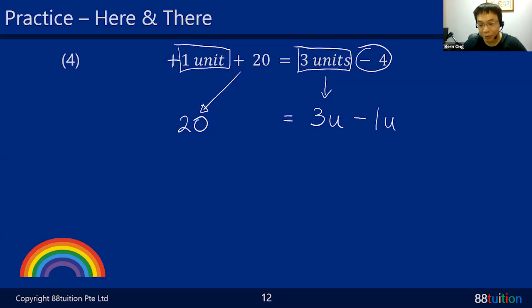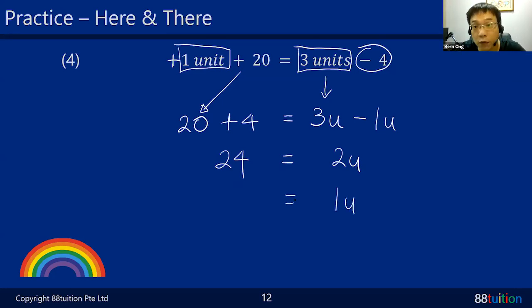So down here, the -4 you bring across is a +4. It's a +4 here. So 20 + 4 will give you a 24. You work downwards, equal sign is still here. 3 units minus 1 unit is 2 units. So you're always working downwards. Always look for 1 unit. 2 units is 24. 1 unit is 24 divided by 2 is a 12.